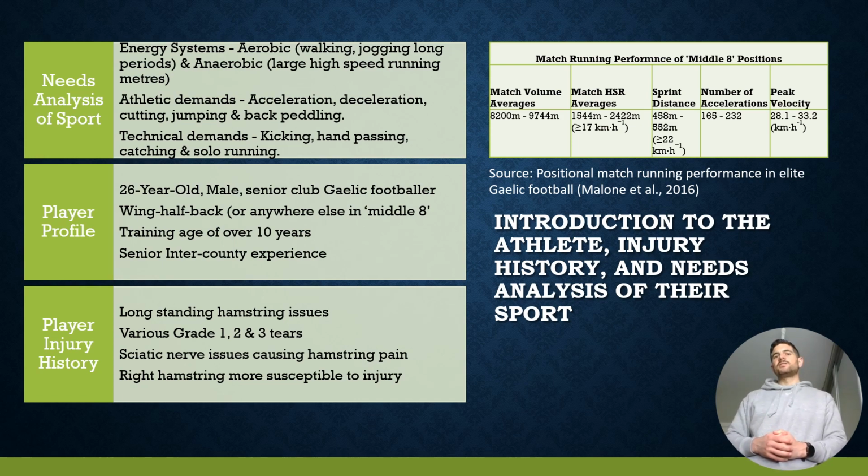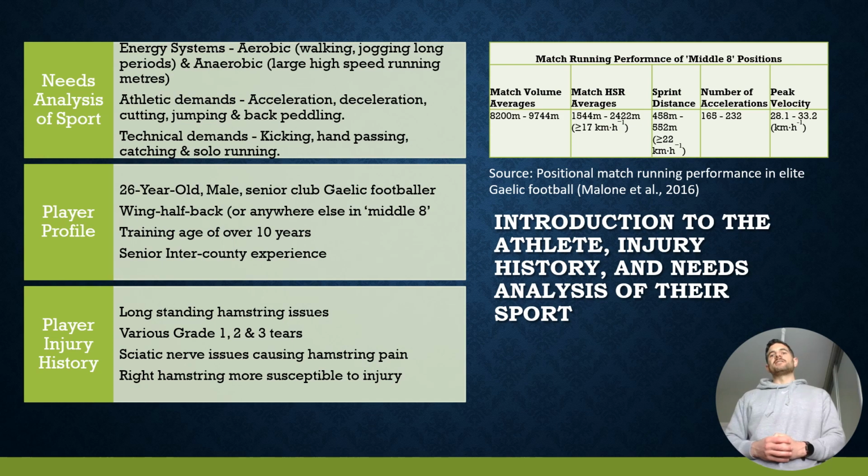The table on the slide shows data from Malone and colleagues in 2016 detailing the running demands of elite Gaelic footballers. The middle eight positions have more running demands than the full back and the full forward positions. The level of high speed running and number of accelerations required would indicate that these players should be explosive and there should be a high demand on their posterior chain.